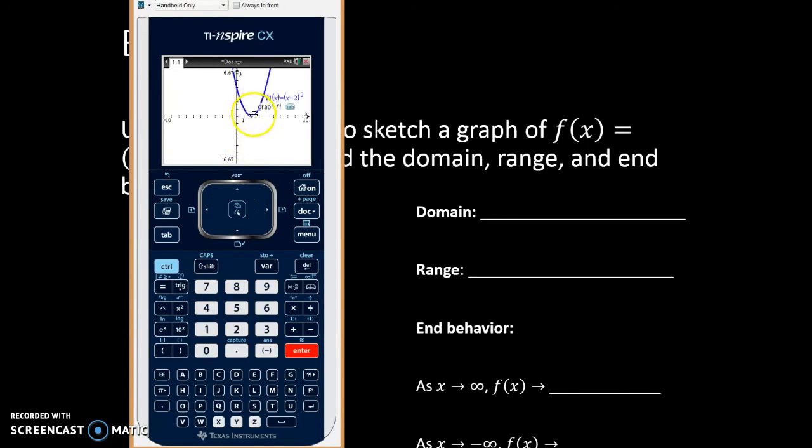The domain of this graph is going to be all the numbers from negative infinity to positive infinity because we know that it goes off the screen, but the x-coordinates could get as small as they want to or as large as they want to. And then the range of this graph will be from 0 to infinity because the lowest y-coordinate is 0 and the graph keeps going up.